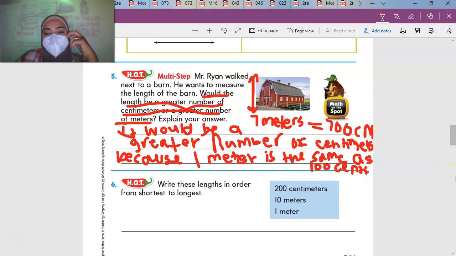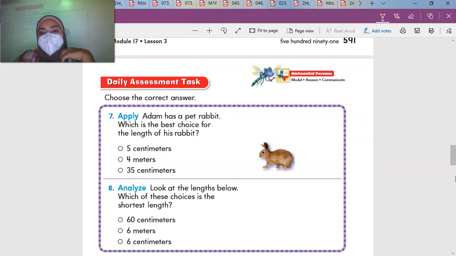I just wrote centa, but you have to write centimeters. I ran out of room. Oops, sorry.